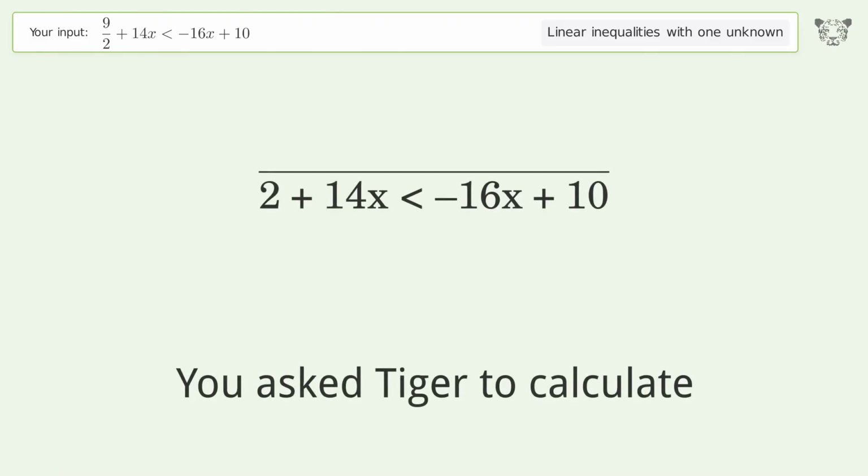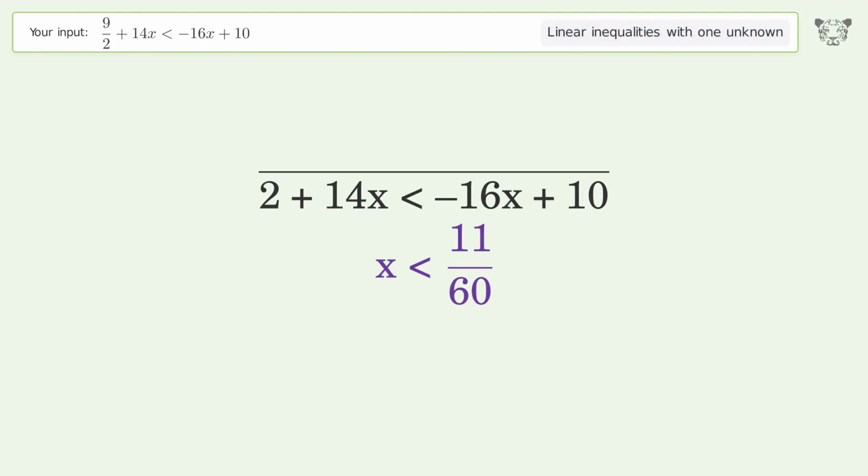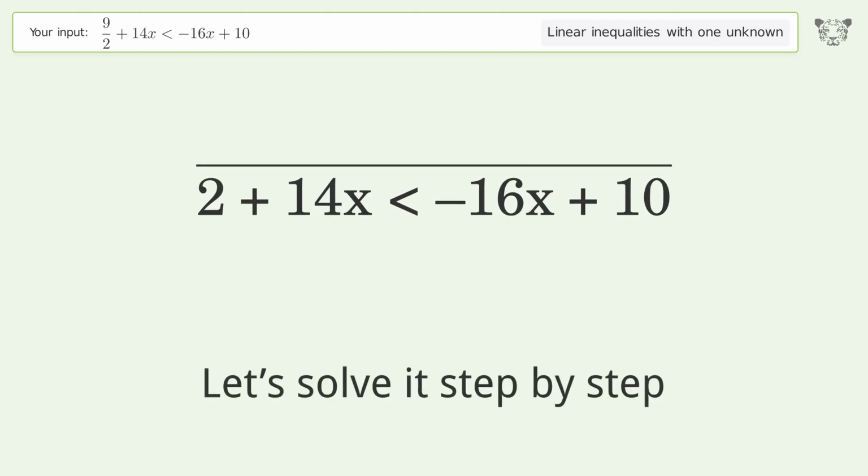You ask Tiger to calculate. This deals with linear inequalities with one unknown. The final result is x smaller than 11/60. Let's solve it step by step.